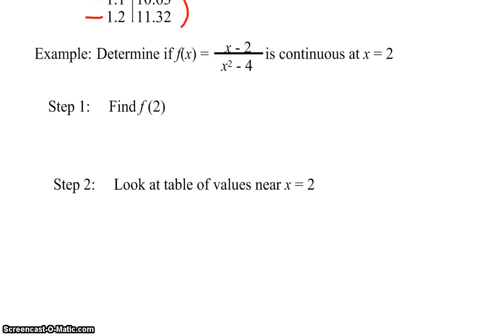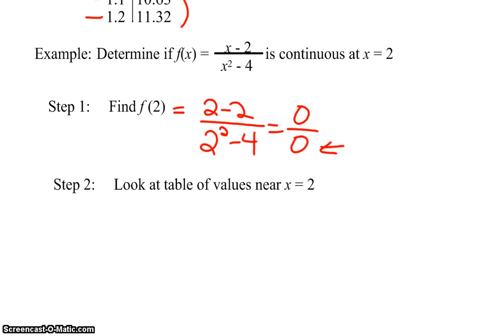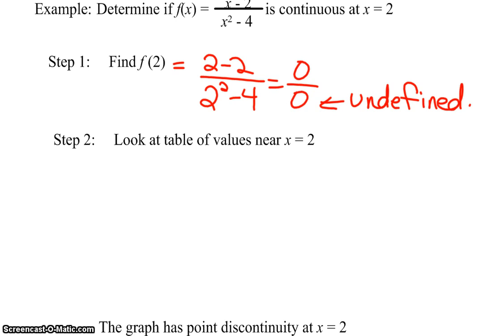In our second example, we have a rational function, and we need to determine if the function is continuous at x equals 2. The first thing we're going to do is substitute 2 into the problem. When we do that, we get 2 minus 2 over 2 squared minus 4. That gives us 0 over 0, and because we cannot divide by 0, it is undefined at this point. I don't know what type of discontinuity it is, but I can definitely tell that it is discontinuous. Now, I can look at the values near 2 in my table of values.